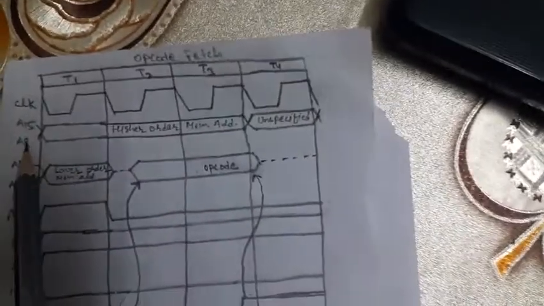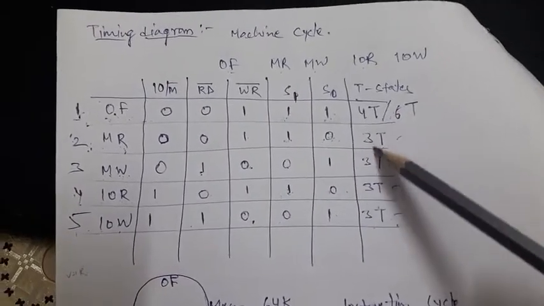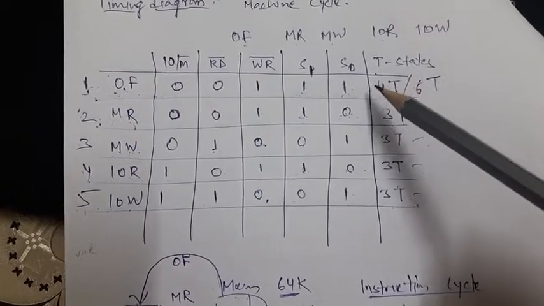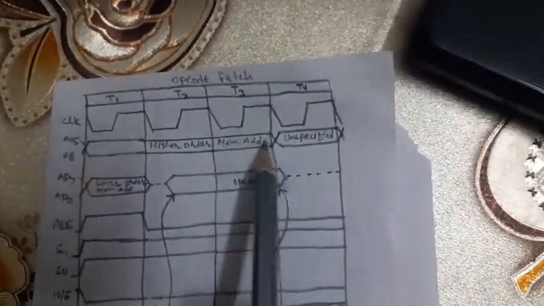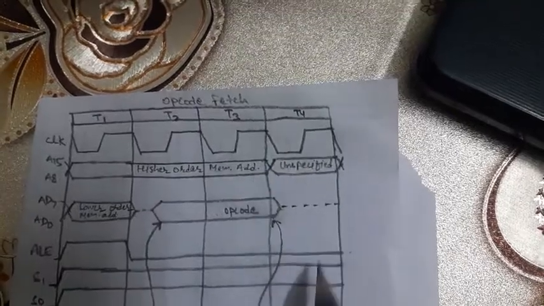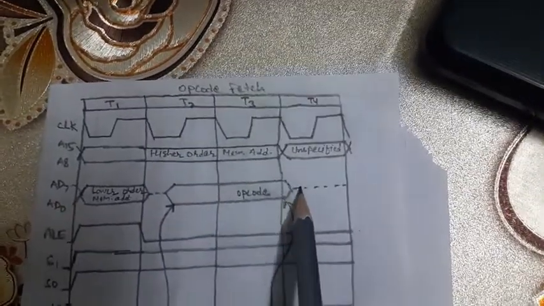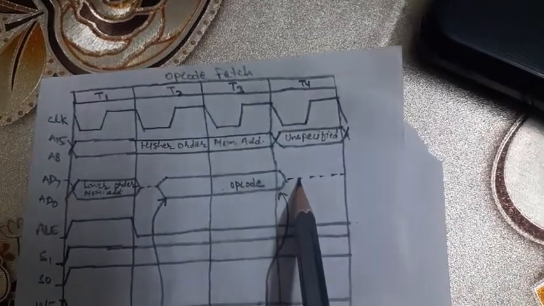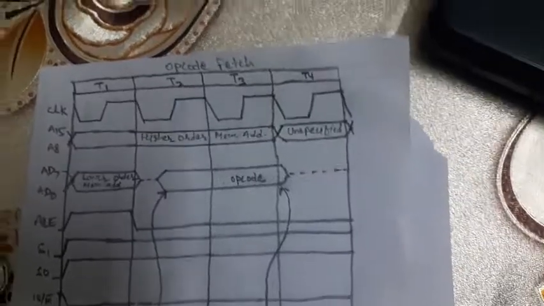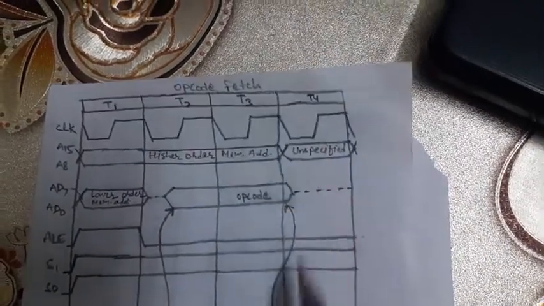Now see here, A8 to A15, this bus is containing the higher order memory address. This opcode fetch has 4 T states, while all other memory cycles have 3 T states. The fourth T state is for decoding purposes. So for this fourth T state, this higher order address bus will contain an unspecified value, because we are not concerned about it, as this fourth T state is for decoding purposes only. And AD0 to AD7 will be in the high impedance state, meaning its resistance is so high that we cannot get any current. What is the bus? A bus is a wire, and the data is current.